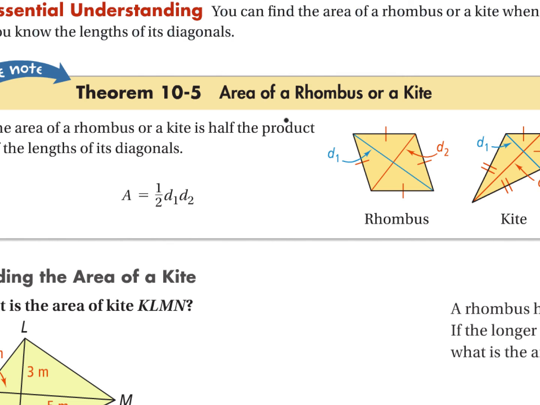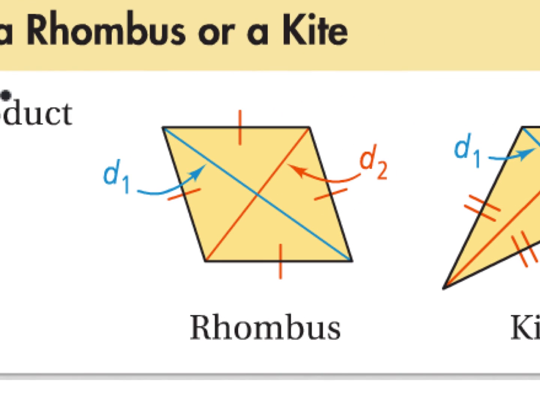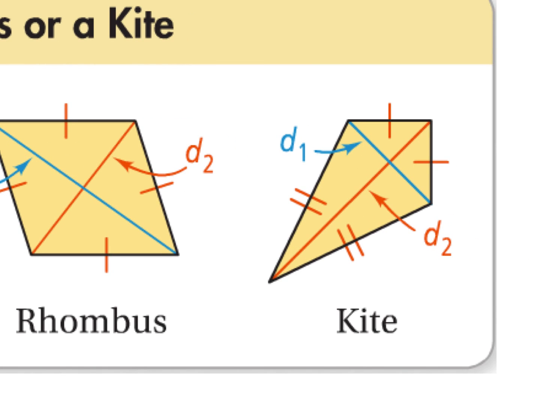Okay, the D's on this are standing for diagonals. So D1 is this in the blue, D2 is in the red. The order doesn't matter which one's D1, which one's D2, because we're going to be multiplying them, and in multiplication, the order does not matter. So let's just go on before I go to that. Let's go to kites. Kites have the exact same formula, 1/2 D1 times D2. So they have the same formula.